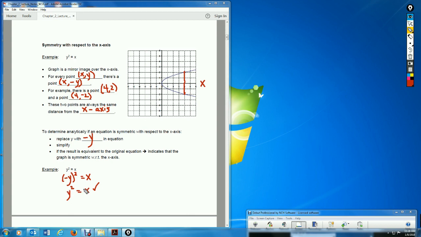Okay. All right, I'm going to move on to the next page.